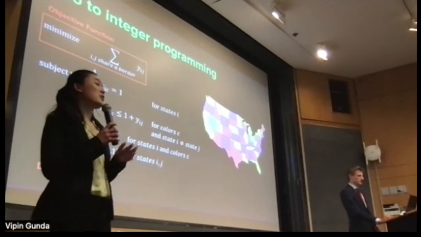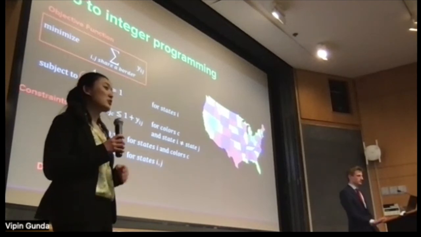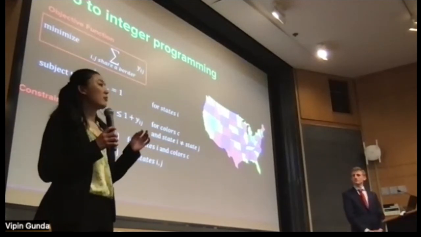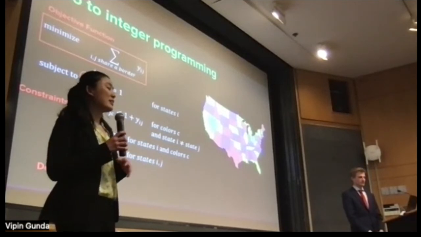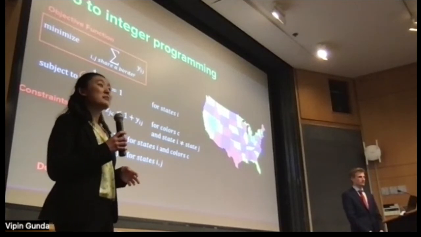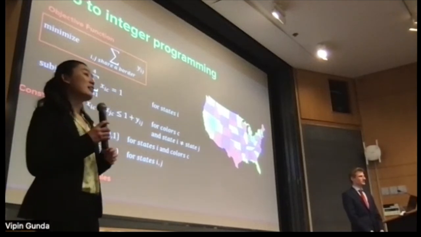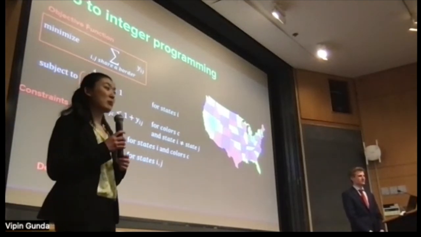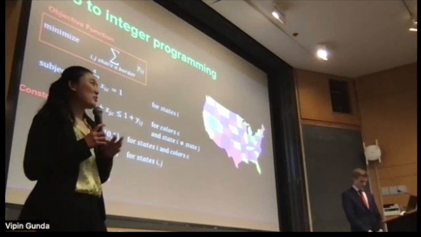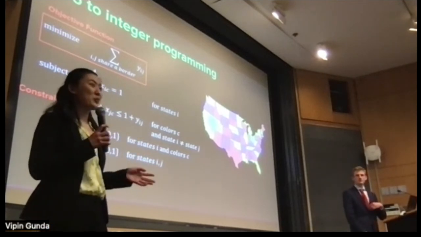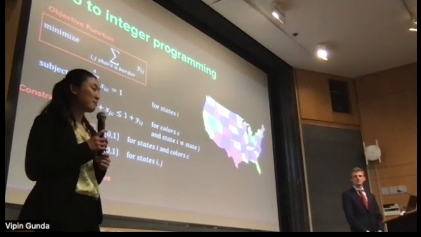Now, to ensure that we have a valid, feasible solution, we need constraints. The first constraint adds together the x's for each color for state I and requires it to equal 1. This ensures that each state is given a color. The second constraint assigns the y values to 1 if state I and state j are the same color. Now, at first glance, this might look like a system of equations on steroids, perhaps. But we now have very sophisticated solvers to help us solve them.